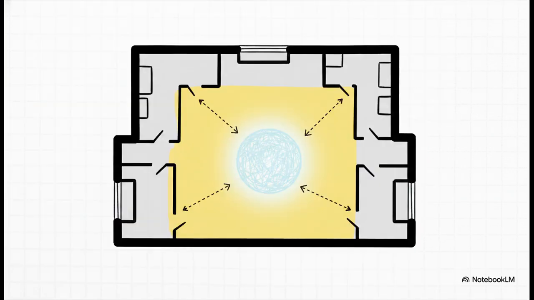So, back to our house. This is the living room. It's a shared public space. If you hang a big clock on the wall in the living room, anyone, no matter what room they're in, can pop their head out and see what time it is.